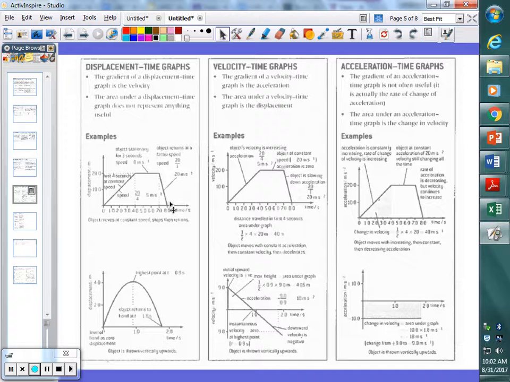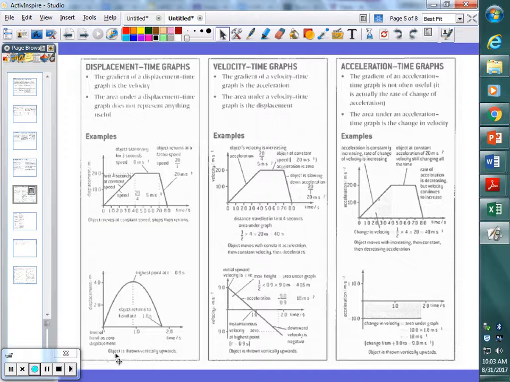Yeah? This graph down at the bottom is also a displacement time graph, but its velocity is not constant because the graph is curved. So curved displacement graphs correlate to motions that have changing velocity.